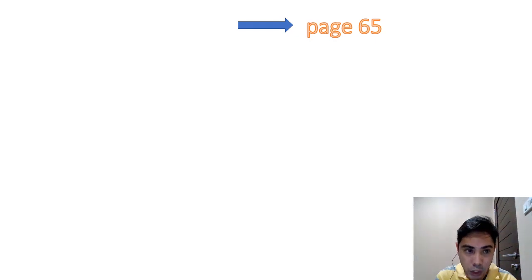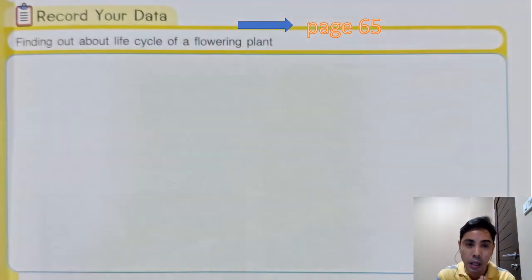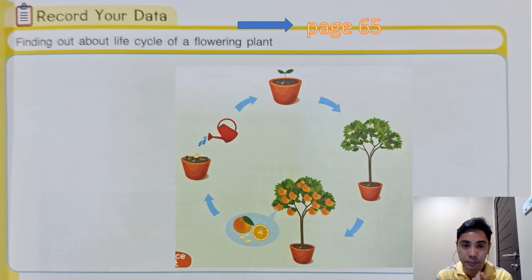Are you on page 65? Good. Now let us start our lesson about life cycle of a flowering plant. Do you know that plants live, grow, and after they grow old, they will die, and we start all over again with a seed. Now, here is an example.